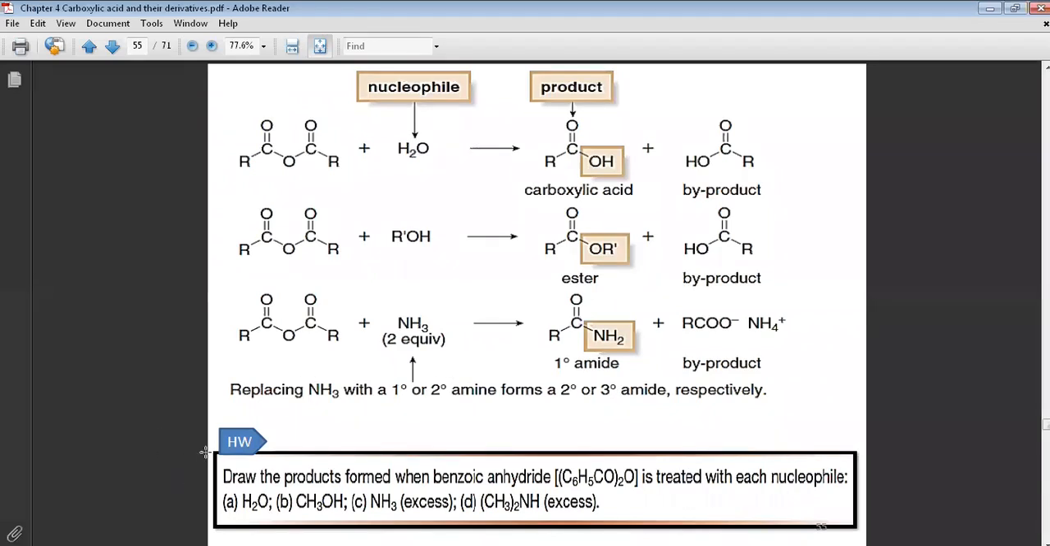For the homework, he said draw the products forming from the benzoic anhydride. Benzoic anhydride means here we have a phenyl group, and also a phenyl group here. This compound, called benzoic anhydride, is treated with each nucleophile: we have H2O, we have alcohol, we have ammonia. That means just replace the R group with the benzene ring, with the phenyl group, and it will give you the same products. This homework is easy also.